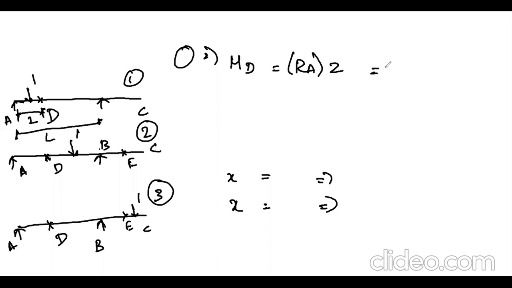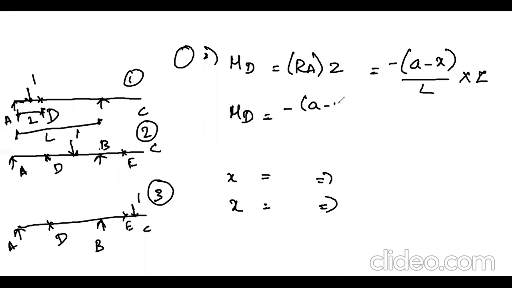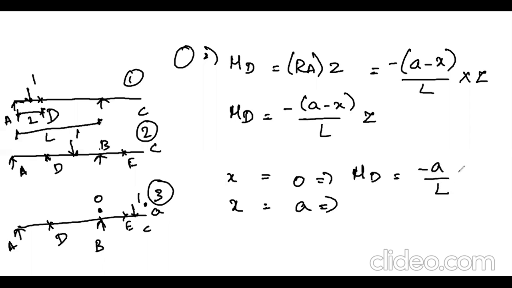Here the value of RA is minus A minus X by L. This is the value of RA into Z. So the value of MD is minus A minus X by L into Z. Now the variation is from the point 0 to A. This is the point 0 and here is the point A. So the MD value will be equal to minus AZ by L. Here the value will be equal to 0.